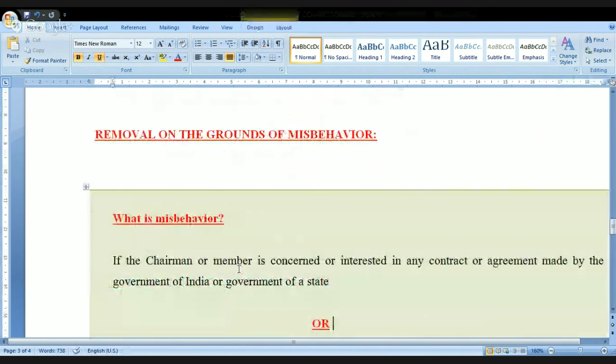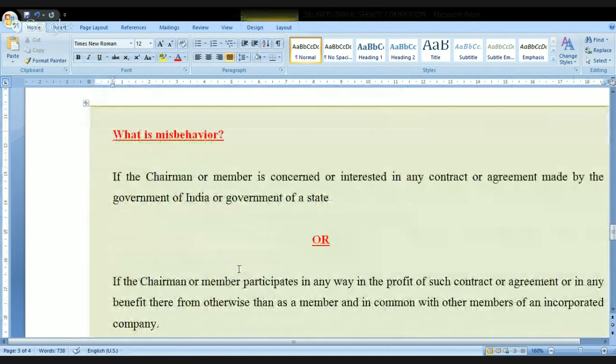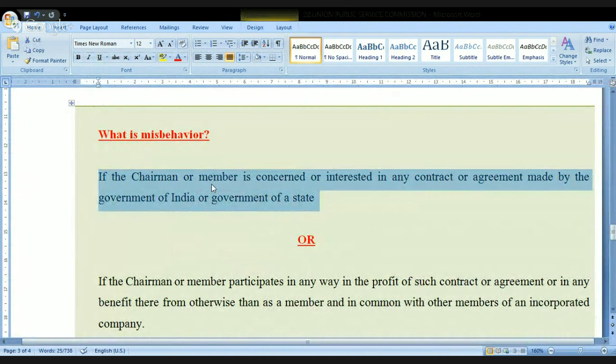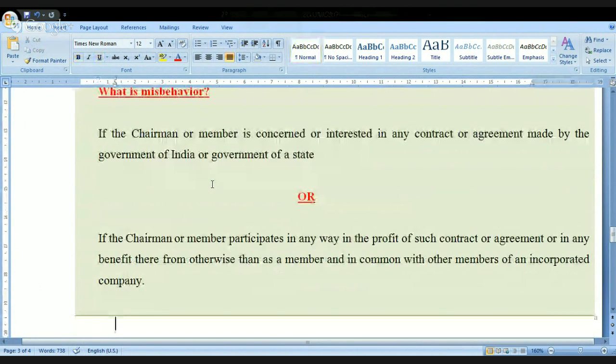Removal on the grounds of misbehavior. Look at this. First of all, let me tell you what is the meaning of misbehavior. Hope you can see the screen very clearly. If the chairman or member concerned is interested in any contract or agreement made by the government of India or government of a state, that is called misbehavior. Or if the chairman or member participates in any way in the profit of such contract or agreement or in any benefit therefrom otherwise than as a member and in common with other members of an incorporated company.